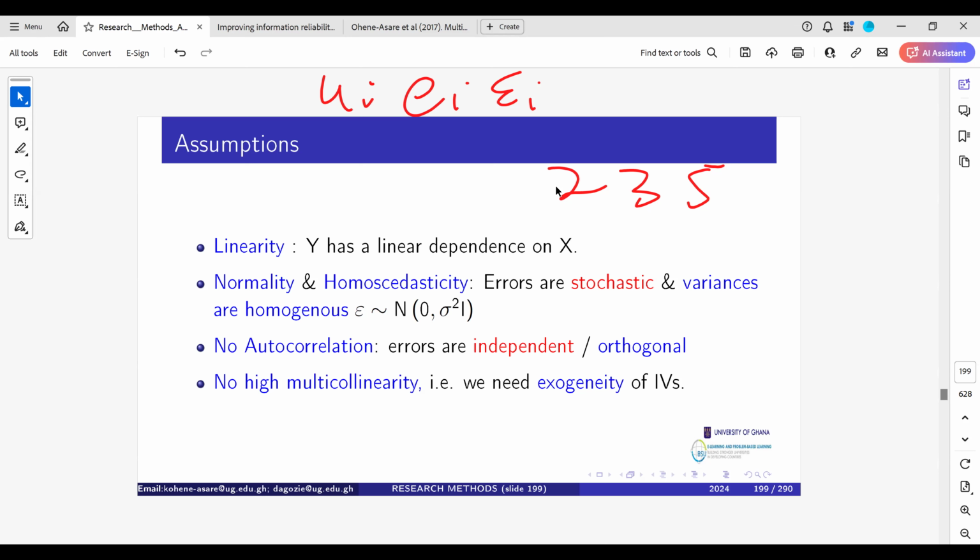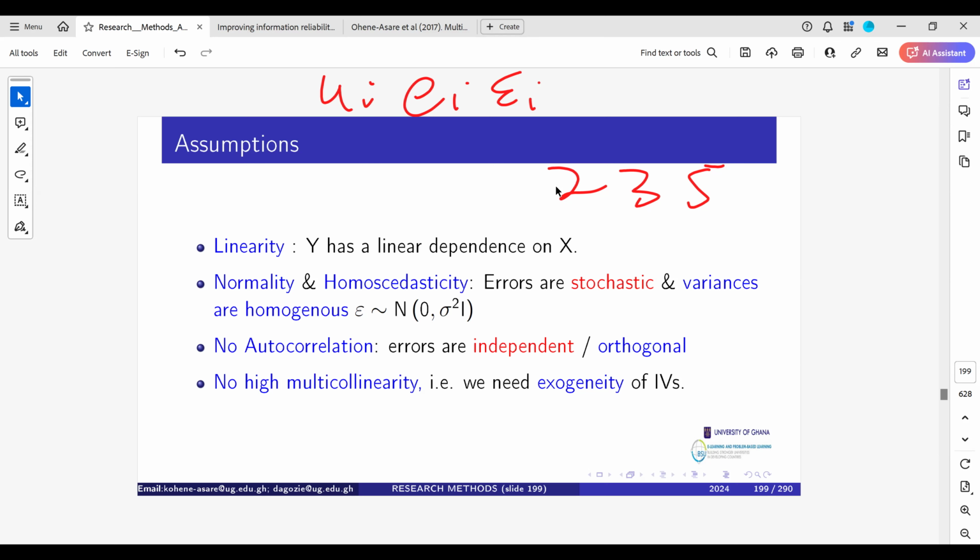Now, one of the assumptions of regression is that the errors, remember, the errors are normally distributed. That is the same as saying they must have a zero mean. It's also the same as saying that the errors are stochastic. It's the same thing.